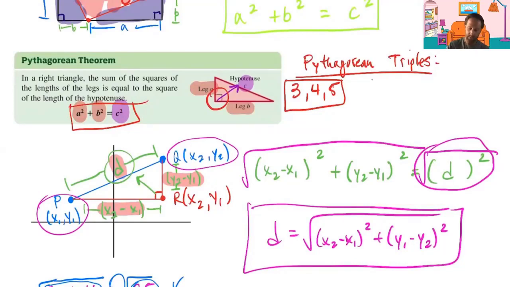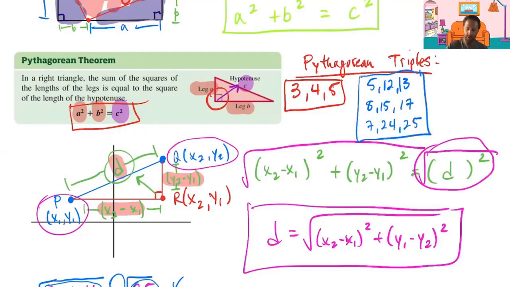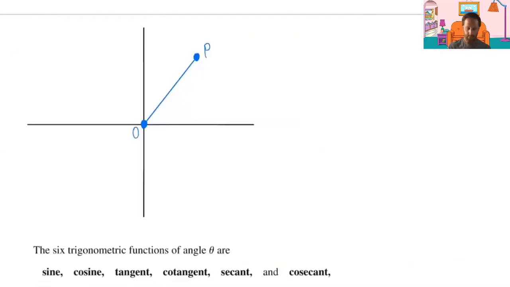The other types, 5, 12, 13, and 8, 15, 17, and 7, 24, 25. And there's quite a bit up to 100 if you want to look them up. But these are the main four, with the main one being the 3, 4, 5. So I bolded that in red, gave you the other three here. All right.